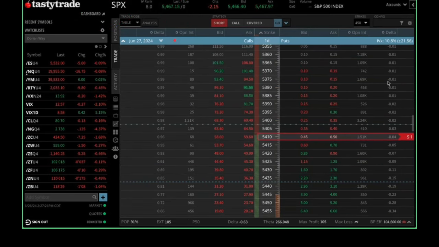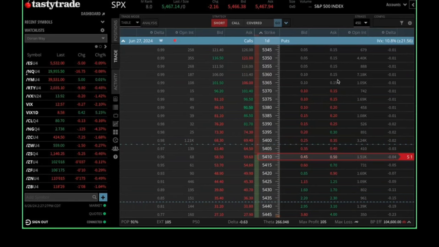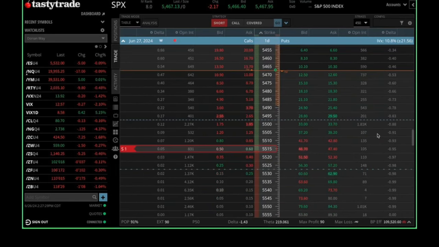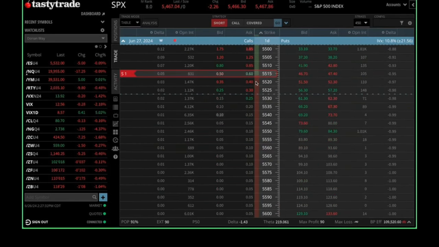But if I make this 50 points wide there, right? And then I just say I made this 50 points wide. So what would that be? That would be here, right? So that's going to keep the buying power reasonable, right? So in this example, it's just under 5,000 per iron condor that we're doing here. So that's going to make it so you don't have to have a $100,000+ account to do this trade.